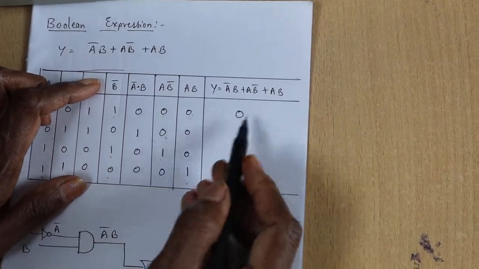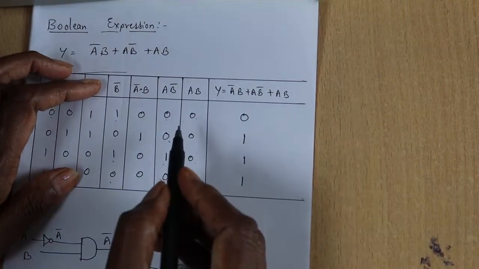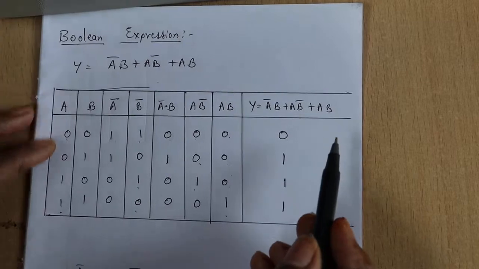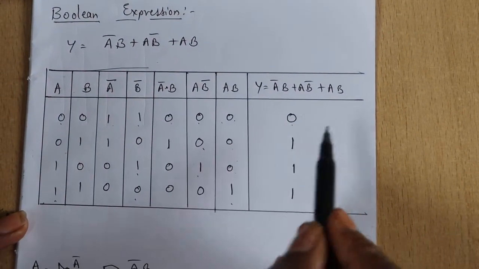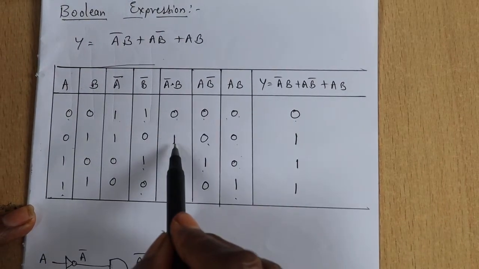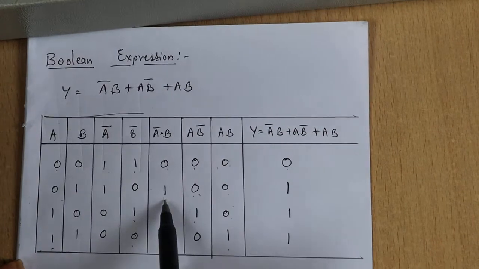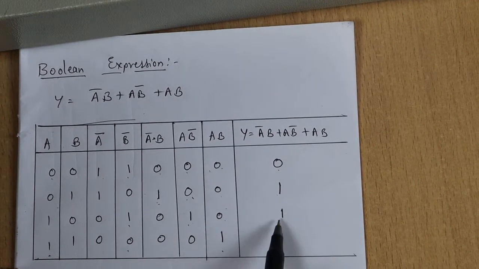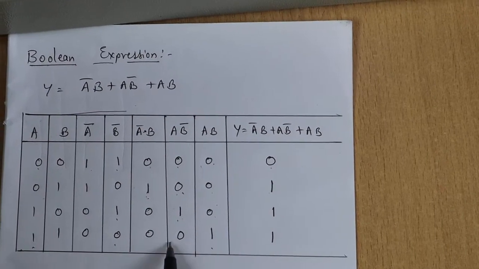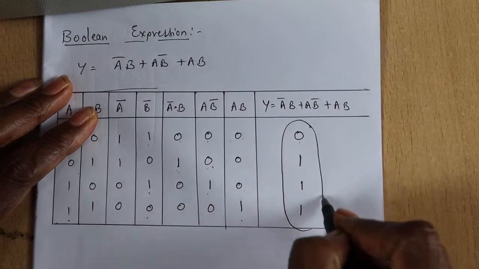So, in OR operation, if any one input is high, the output is high. If all the inputs are low, the output is low. So, here 0 0 0, all the inputs are low, output is low. If any one input is high, for the second combination 1 0 0, one input is high, output is high. Again 0 1 0, one input is high, output is high. 0 0 1, one input is high, output is high. So, in this way you have to draw the truth table.